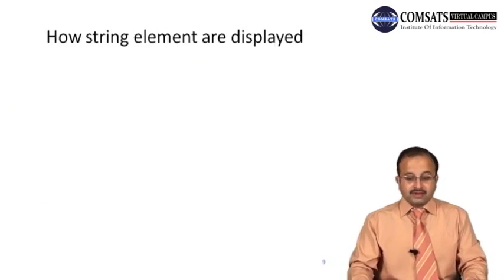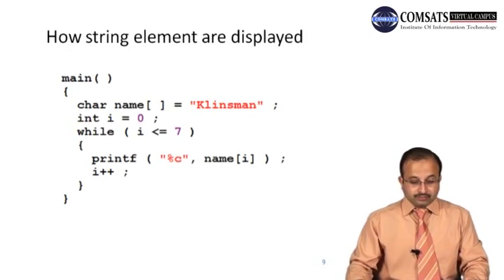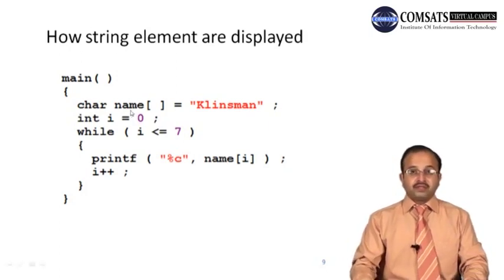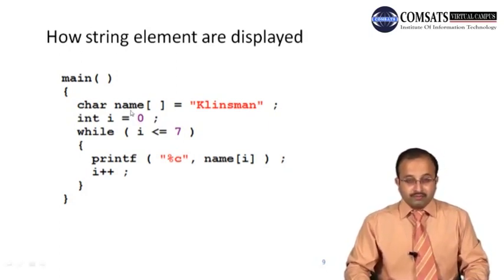How string elements are displayed. This is a very simple program. You initialize a name string, you haven't mentioned the size and you initialize it. So what is the size of the name string? The size is 1, 2, 3, 4, 5, 6, 7, 8 and plus 1 for the null character. So size of name will be 9. That means 9 bytes of memory will be allocated for the name string.